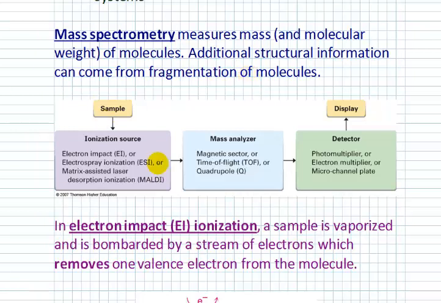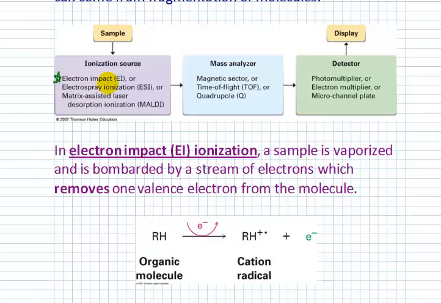So here is just the flow diagram for what happens in MS. We have a sample. That sample is ionized. Whenever something is ionized, it goes from neutral to having some type of charge. We're going to talk about electron impact pretty much exclusively in here, but there's also electrospray, and MALDI, matrix-assisted laser desorption ionization. All of these serve to impart some sort of electronic charge on the sample that's necessary for the next step. Electron impact ionization is most common for small molecules.